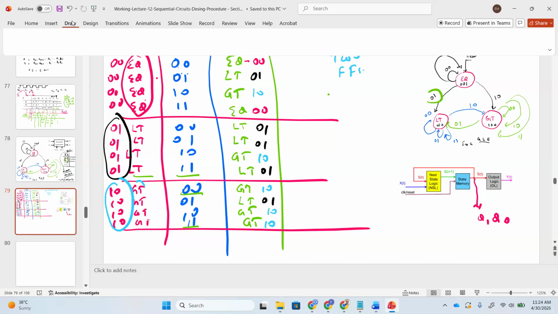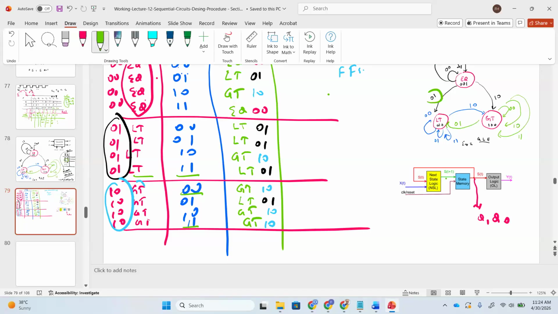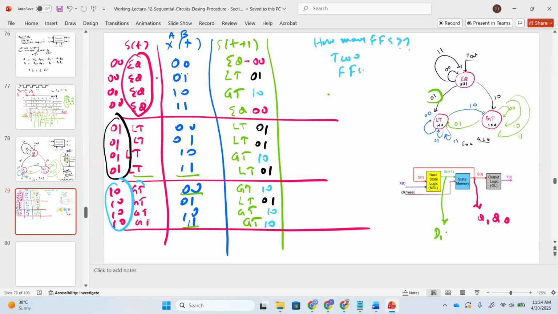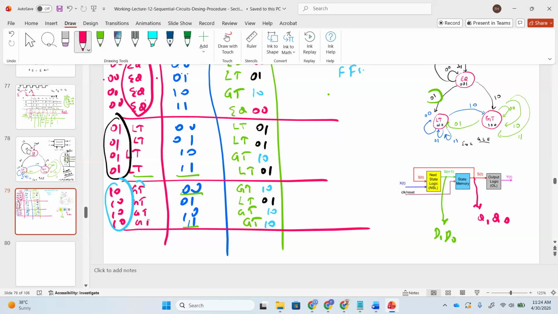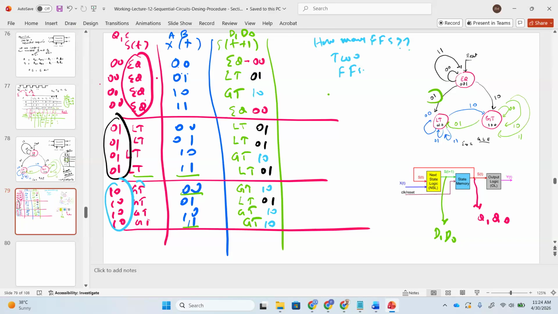Now ST plus 1, which is the input to the D flip flop, I can call it what? D1 and D0. Is this clear or not clear? So ST plus 1 is actually my D1 and D0. And ST is actually what? Q1, Q0. Is it clear or not clear? Clear.